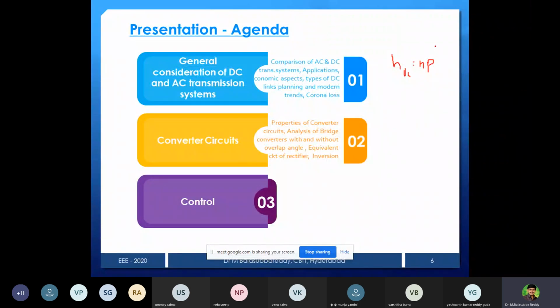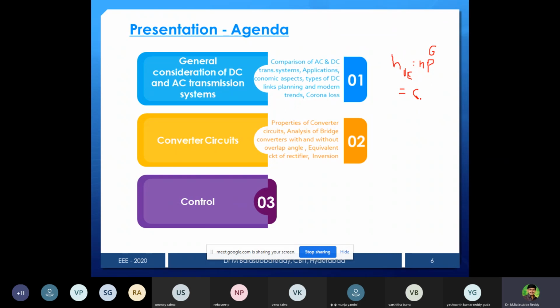Suppose it is a 6 pulse converter, then what types of harmonics will be injected on the DC side, and similarly on the AC side? We can easily identify using this formula. Suppose DC harmonic nP, considering a 6 pulse converter, then n is equal to the integer 1, 2, 3 and so on. Then what are the harmonics that will be injected?